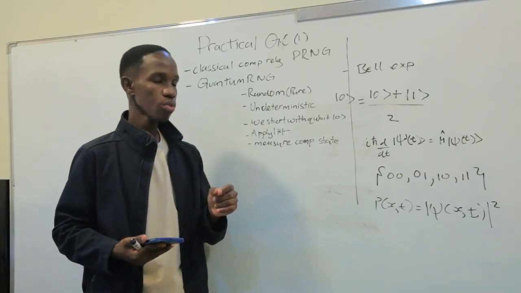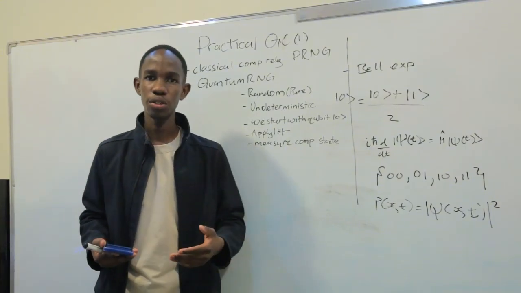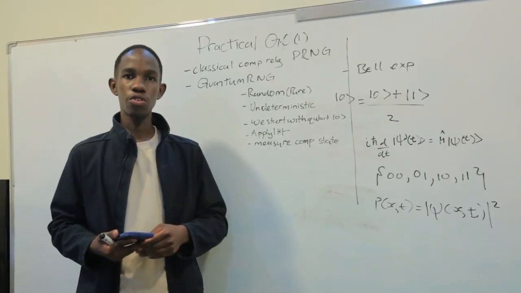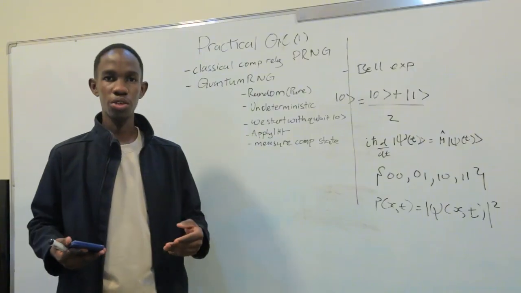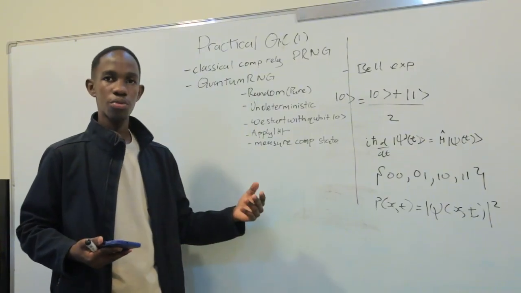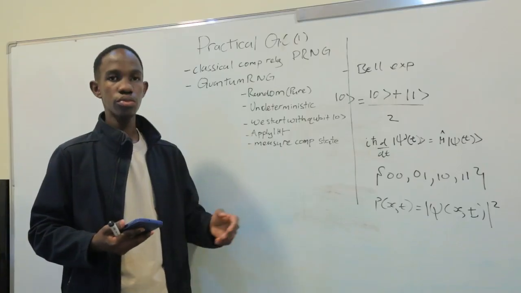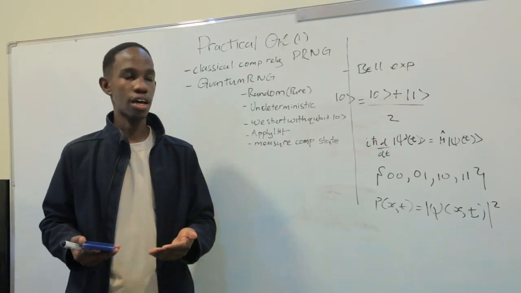So, when we measure the computational state, the wave function collapses. The wave function is not physical. However, it's a bunch of amplitudes. And so when it collapses, as we said in quantum mechanics, it's undeterministic. When it collapses, we get an answer.